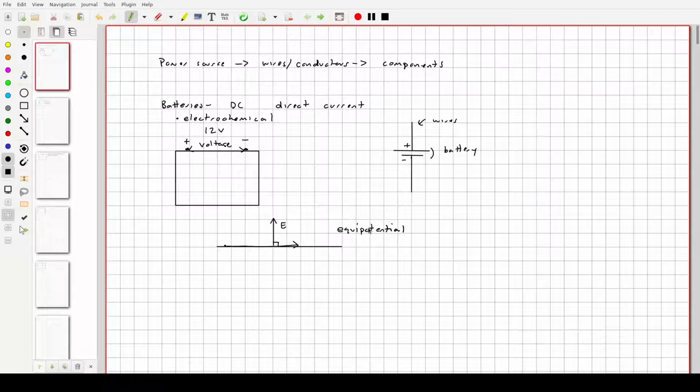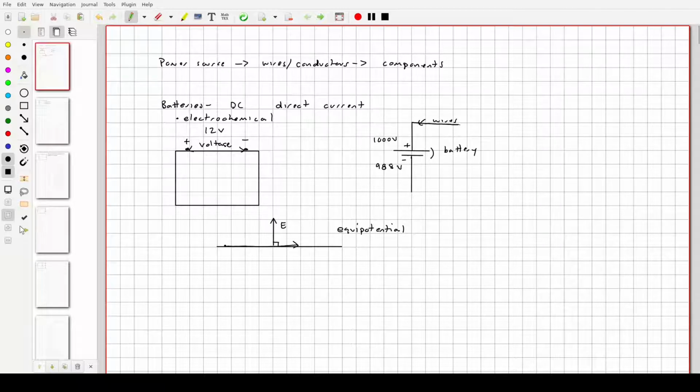All conductors are regions of equipotential. Now, what does that mean for us? Well, the positive side, for example, of this battery, we'll say sits at 1,000 volts. And the negative side, again, maybe sits at 988 volts. The difference between them would be, again, 12 volts.